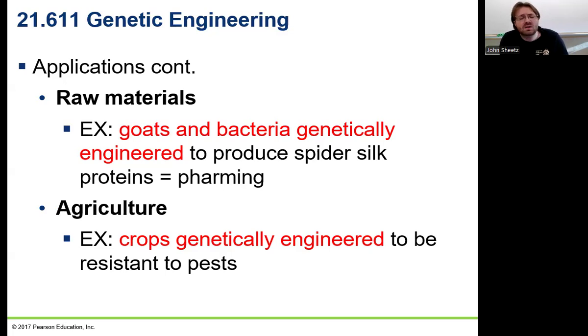Then we also constantly modify crops in order to be resistant to pests. We do the same thing with domestic animals. The current domestic Holstein is exponentially more productive, exponentially more energy efficient, and exponentially more immunologically sound than its ancestors from even 60 years ago.